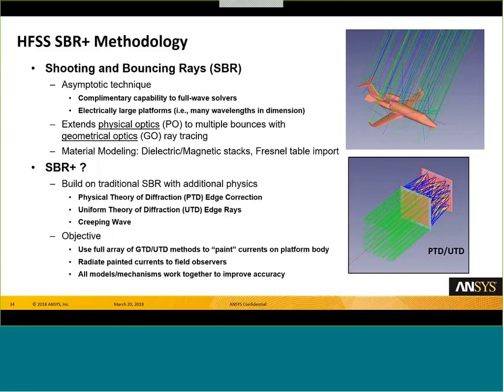The objective of all this is to use the full array of GTD and UTD methods to paint currents on the scattering geometry body and then radiate those currents to field observation points. All of these mechanisms work together to improve the accuracy. The name of the game is to really paint as many currents as possible that are handled responsibly, and the accuracy of that solution improves significantly.